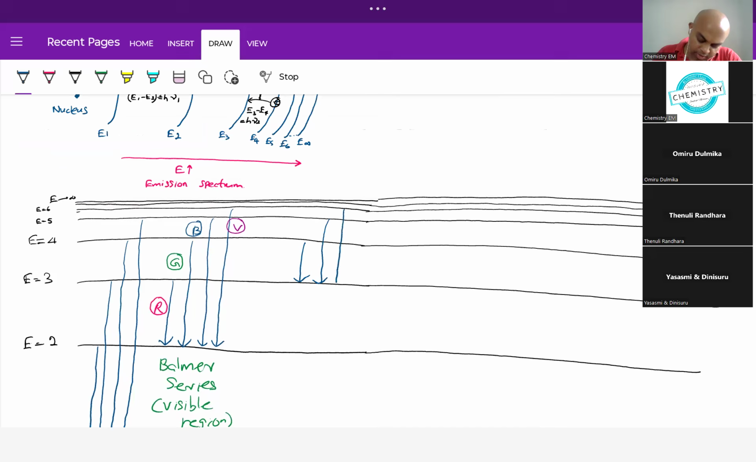So you can understand these jumps are having lower energy. Low energy means they are having lower frequencies. This series is called the Paschen series. Paschen series, P-A-S-C-H-E-N. Paschen series. If electrons are falling into E equals 3, that is called the Paschen series. This is in the IR region, infrared region.